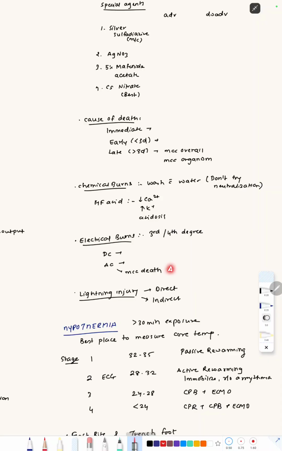Then lightning injury can be direct injury or it can be an indirect injury. Direct injury is a high grade injury and it can lead to arrhythmias. Indirect injury leads to filigree burns, crocodile burns, or superficial burns.